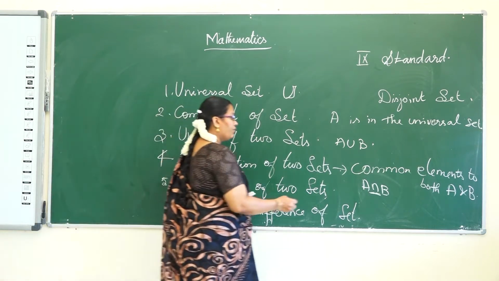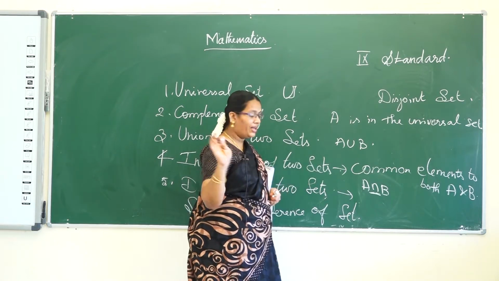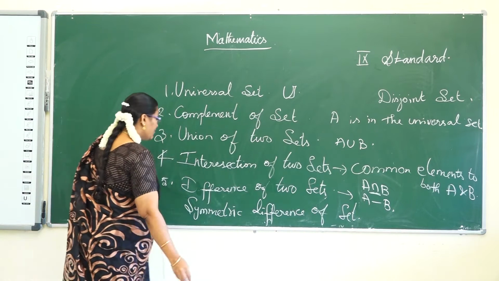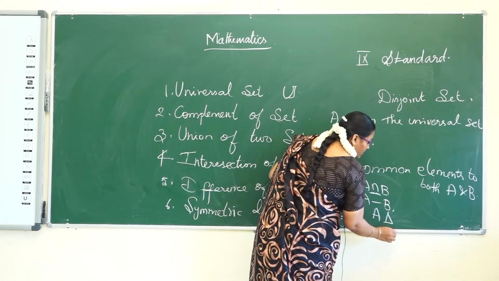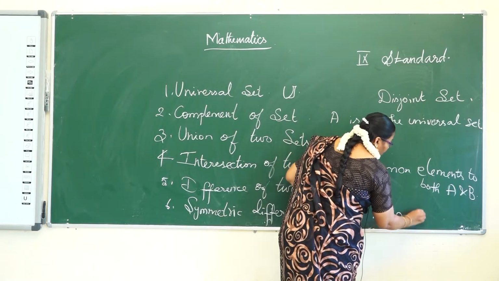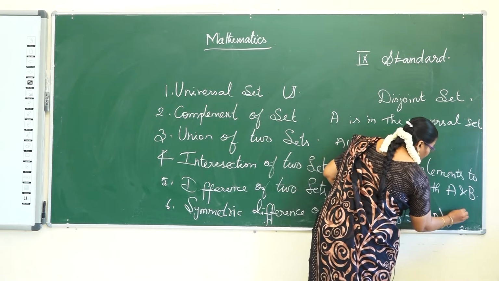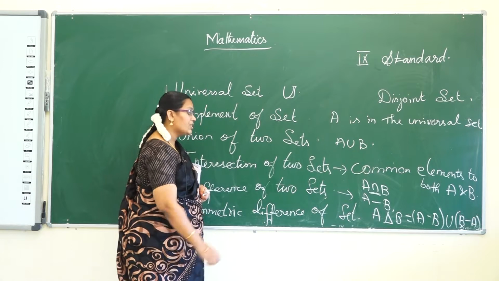Fifth one is difference of two sets. All the elements in set A only are considered, not in B. That is denoted by A minus B. Okay. And then symmetric difference of a set. It is denoted by A symmetric difference B, which is equal to A difference B union B difference A. That is called the symmetric difference of sets.